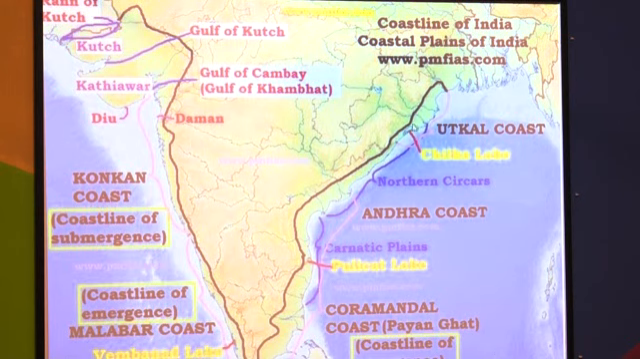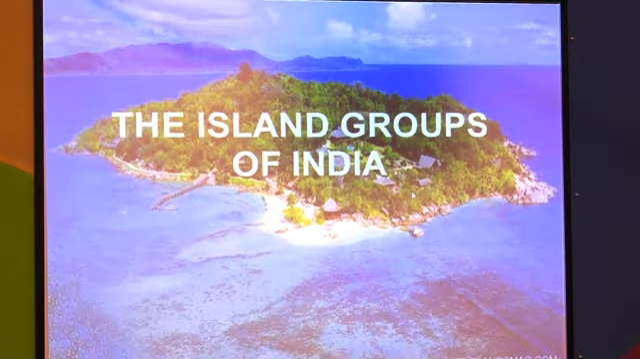See here in Odisha, Chilka Lake is a very important feature located on the eastern coastal area. So students, we have learned about the coastal plain area. Before that we discussed the peninsular plateau. Now, in the next part, we are going to study our last physical feature, that is, the island group of India.